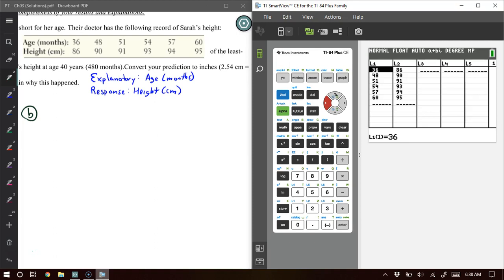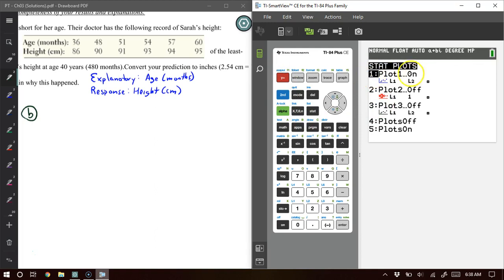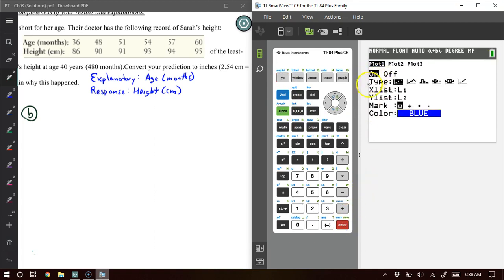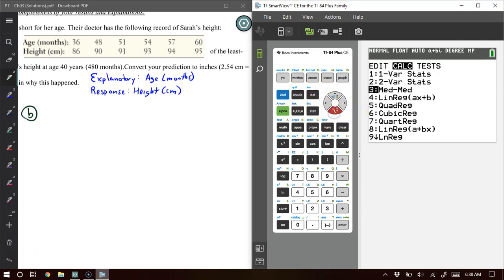What I'm going to do first is I'm going to make sure I hit second stat plot. I'm going to make sure plot 1 is turned on, and it is. It's set for scatter plot. L1 is my X list, L2 is my Y list, so I'm good there. The next thing I'm going to do is run a linear regression A plus BX, which is option 8.